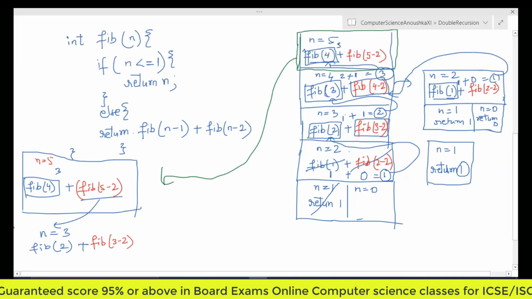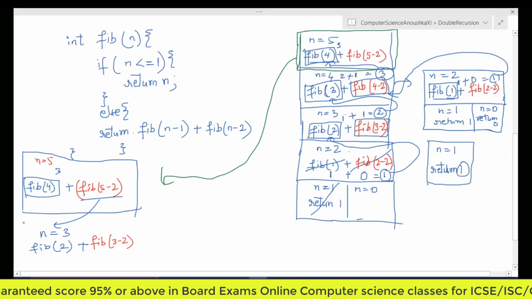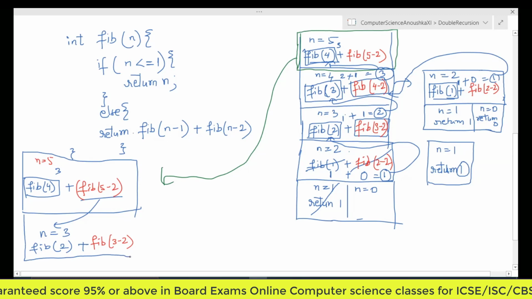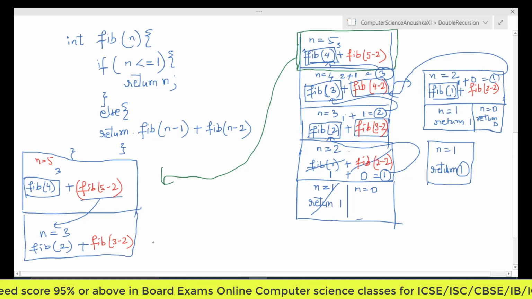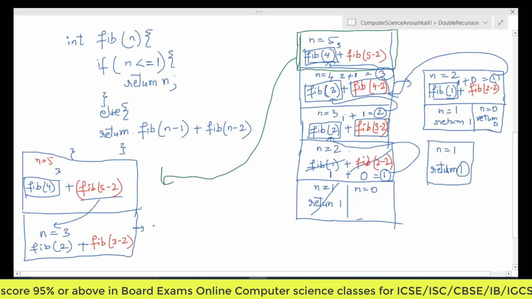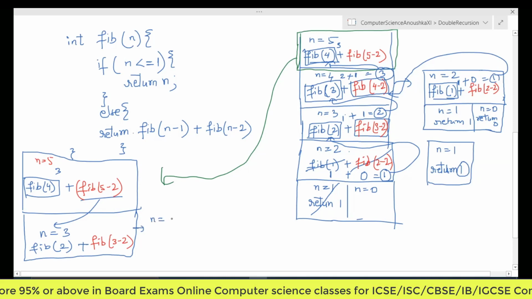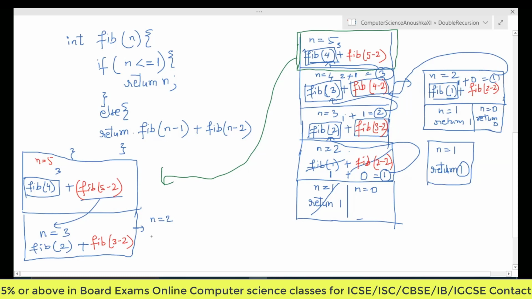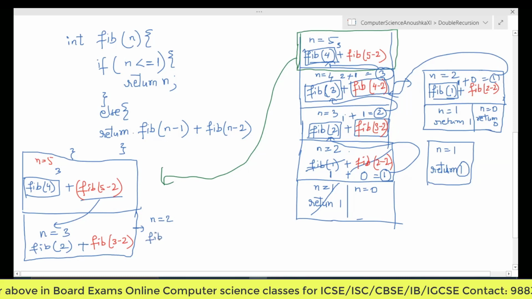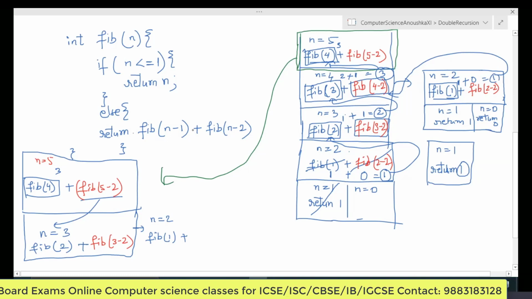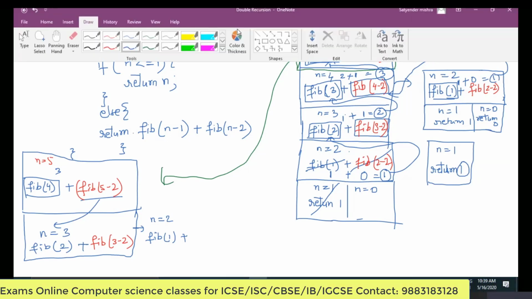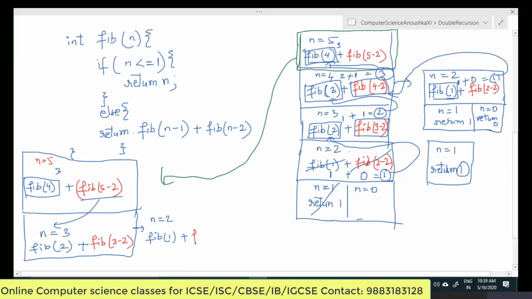Let's go back to blue. So the next call will be like this. I'm drawing it here. The value of n is 2, and here you will get fib of 1 plus fib of 2 minus 2.